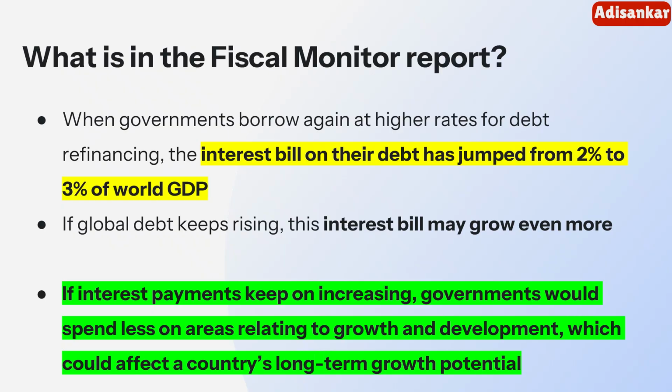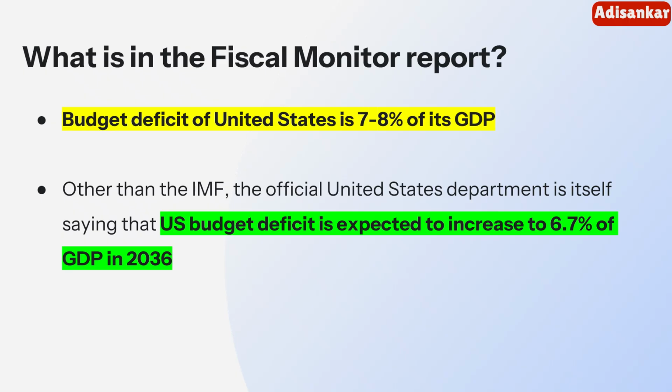When governments borrow again at higher interest rates for debt refinancing, we already saw that the interest bill that countries currently pay on their debt has jumped from 2% to 3% of the world GDP. If global debt keeps rising, this interest bill may grow even more. If interest payments keep on increasing, governments would spend less on areas relating to growth and development, which could affect a country's long-term growth potential.